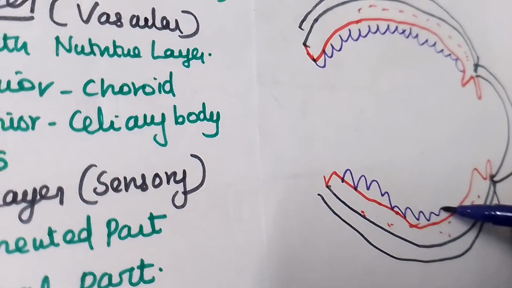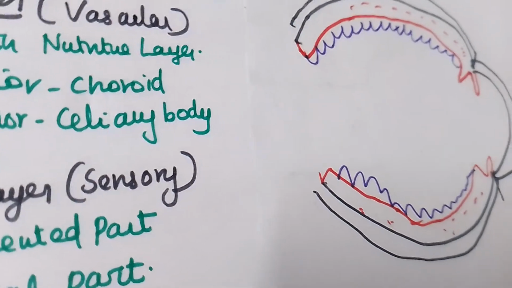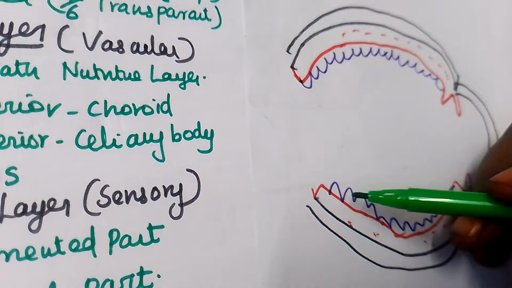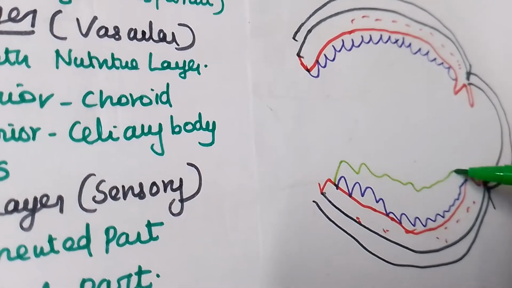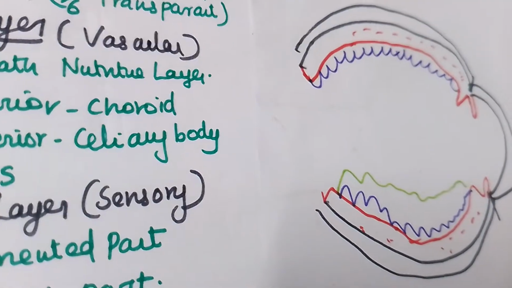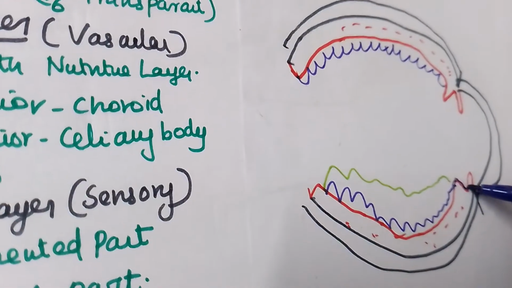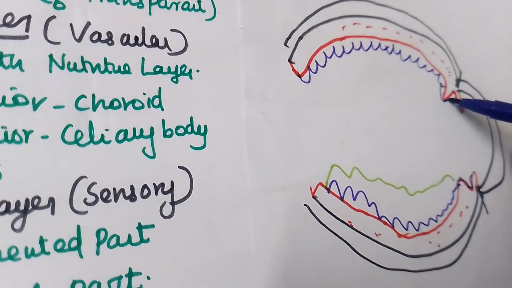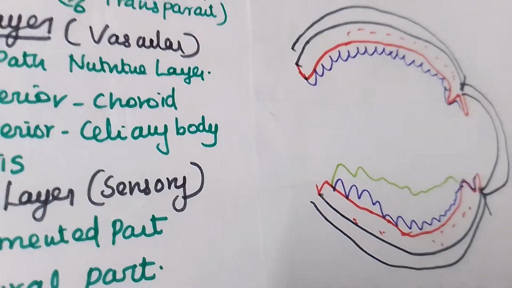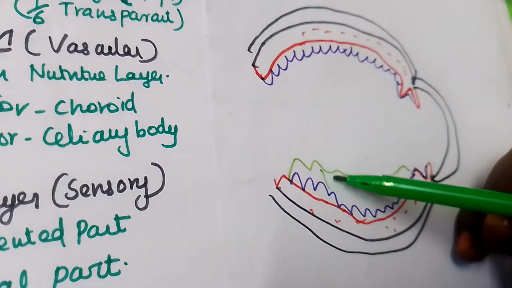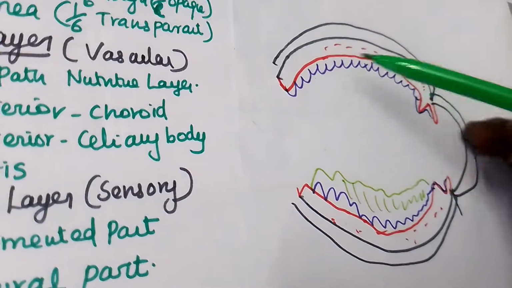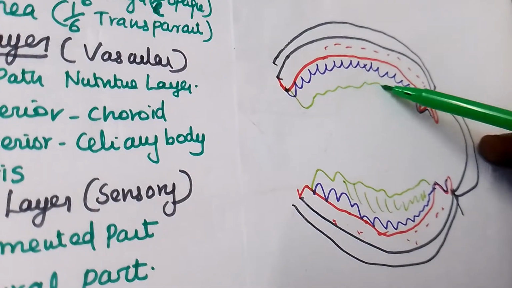In this pigmented layer, which is attached to the choroid, there is another layer called the neuronal layer. This pigmented layer also extends from the ciliary body to the iris, but there are no rods and cones present in this area. This is called the neuronal layer. So this is the neuronal layer.